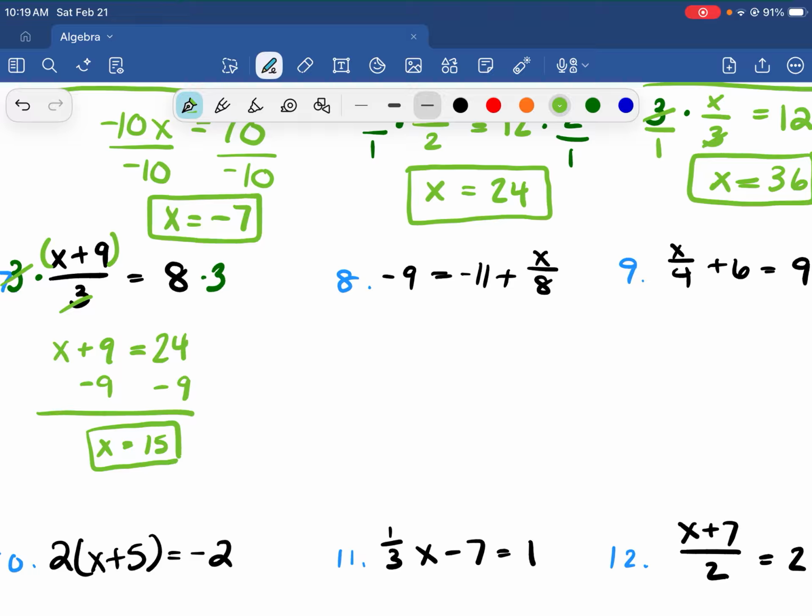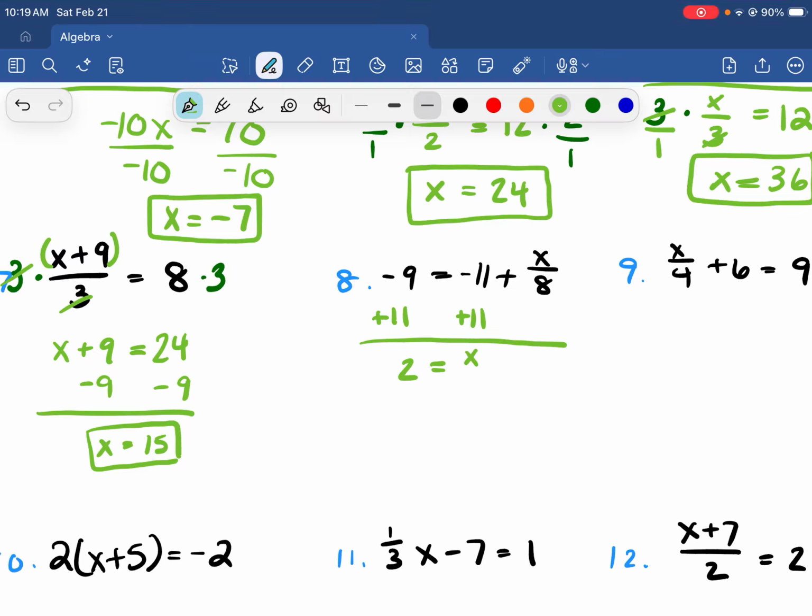The next one, number 8, only x is in the numerator, so I have no parentheses here. X is already by itself in the numerator. So like before, I'm going to add or subtract away first. Negative 11, the inverse or opposite of that is plus 11 or positive 11. So I'm going to add 11 to both sides of my equal sign. Negative 9 plus 11, those are opposite signs, so I want to treat them like subtraction. 11 minus 9 is 2. And our answer is positive because 11 is the greater absolute value. And 11 is positive.